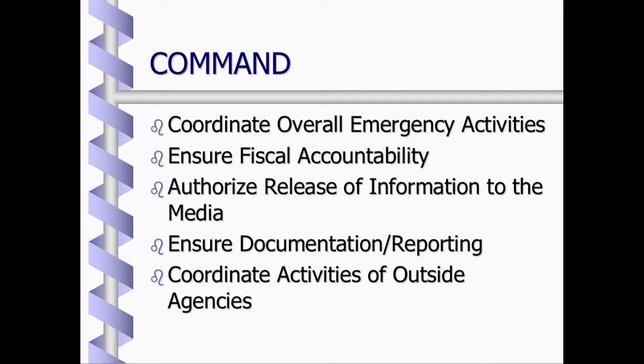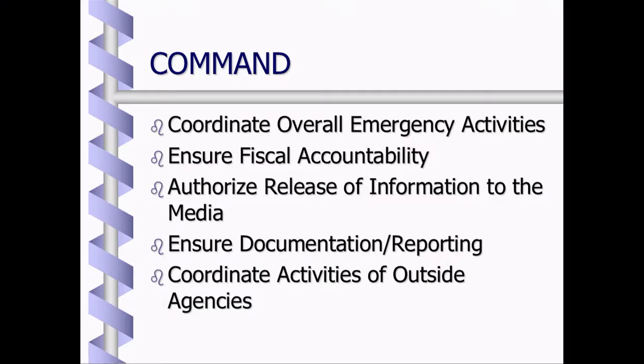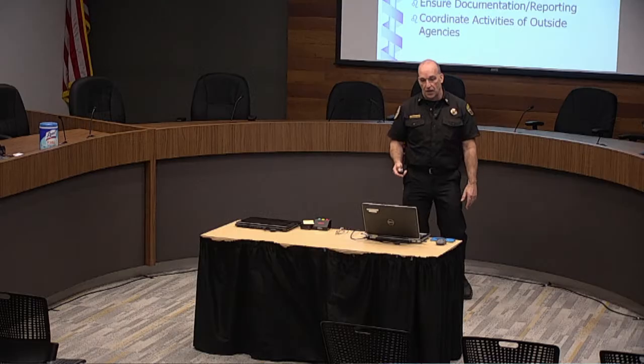He's going to coordinate all the emergency activities. He ensures fiscal accountability, and the way he does that is he assigns finance. But he also authorizes the release of information to the media. So the PIO goes through command and says, hey, can I turn this out? Or he'll assign somebody, with the best judgment, to put the information out. We have to ensure documentation and reporting and coordinate with activities outside of our own agency. We're working with a bunch of different agencies right now.